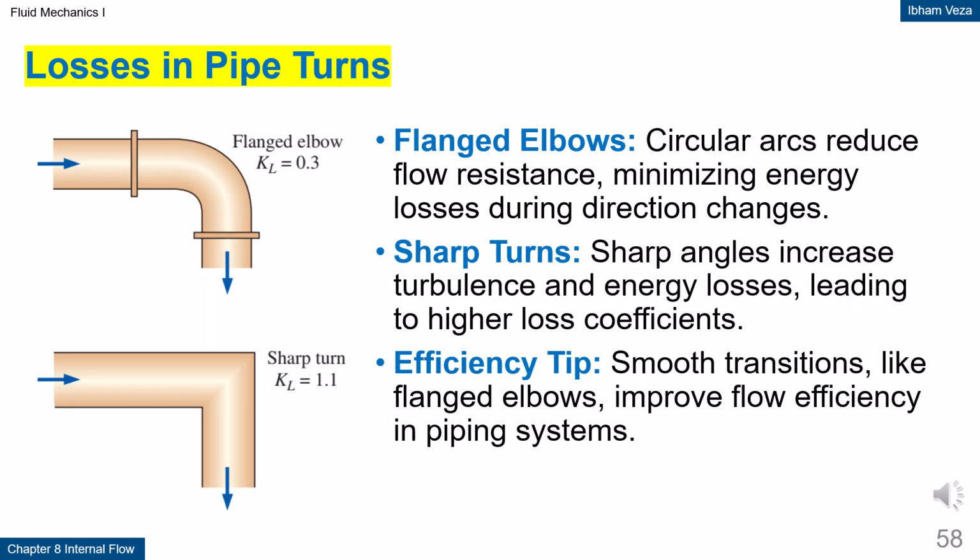Losses in pipe turns. Any change in flow direction always produces additional energy losses. Elbows with smooth curvature produce smaller losses compared to sharp turns. Sharp turns increase turbulence and cause flow separation. Therefore, turn design strongly affects the efficiency of piping systems. Using large radius elbows is a good design practice.